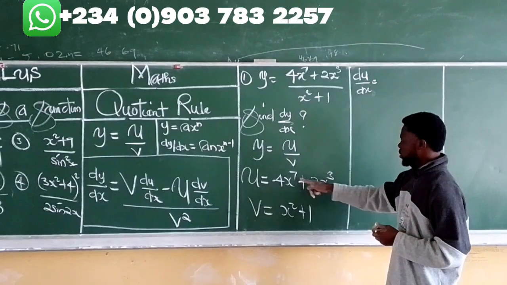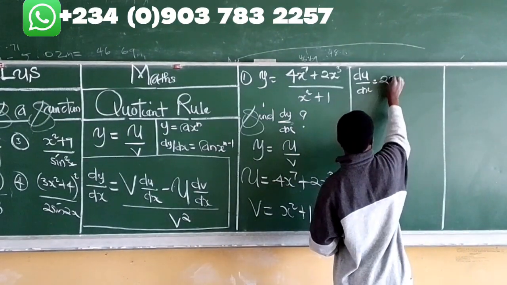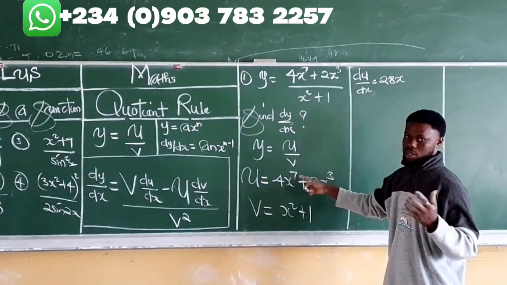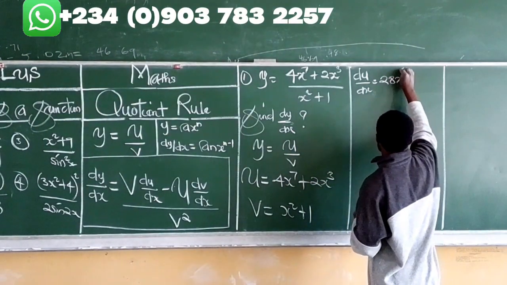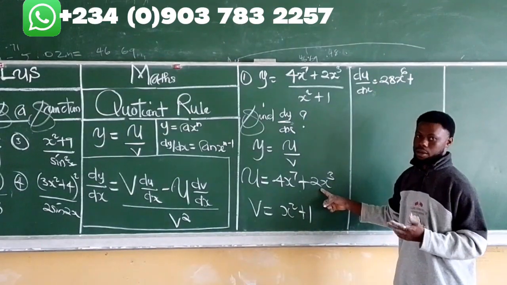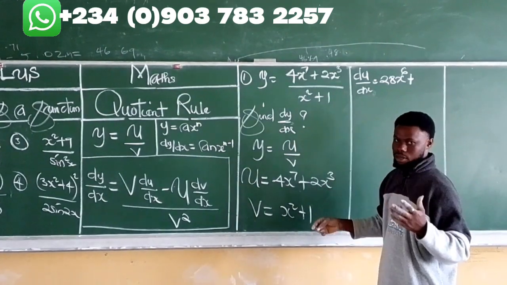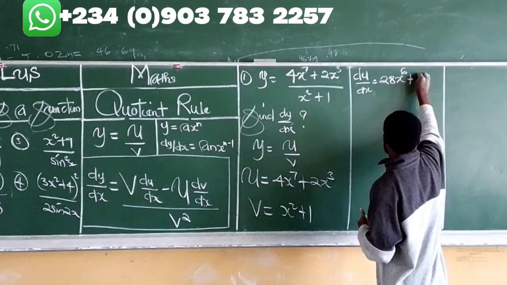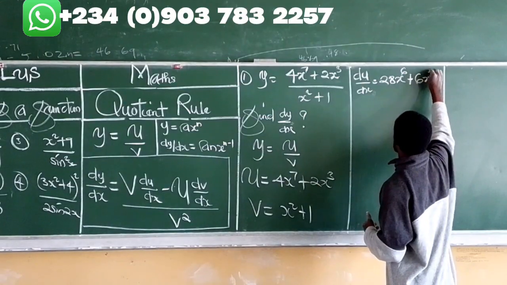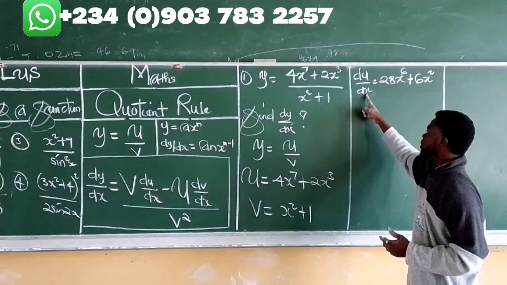So that will give me 7 times 4, which is 28, x raised to the power of 7 minus 1 is equal to what? 6. Plus, apply the same formula here. 3 times 2 rather is 6. So it's 6. Then subtract 1 from the power, x raised to the power of 2. We are done with du over dx.